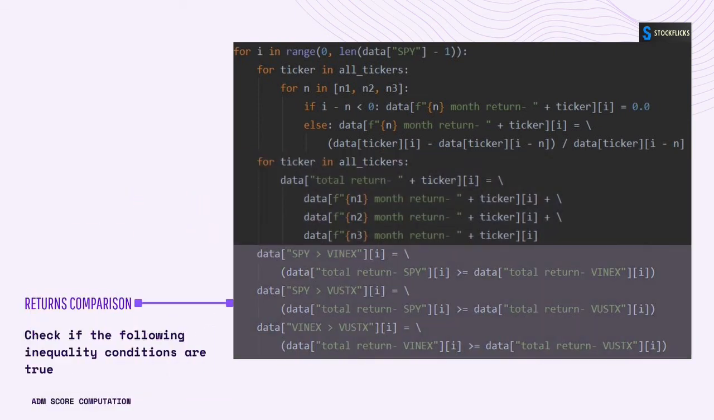We will then check if the following inequality conditions are true. Note that a Boolean value, true or false, will be stored. For example, at a given time, if the index value of SPY is greater than VUSTX and VUSTX is greater than VINEX, then we know that the 3 values will be true, true, and false respectively.